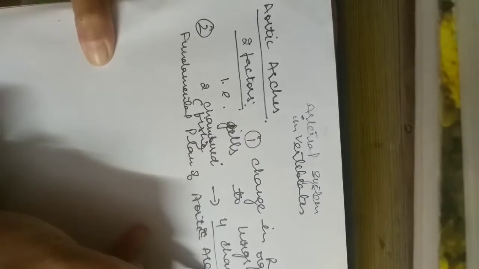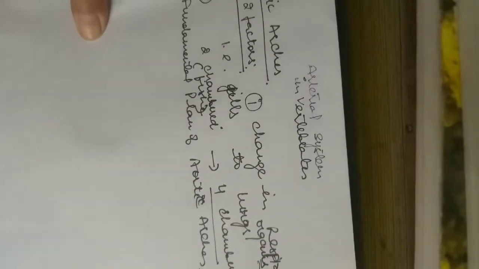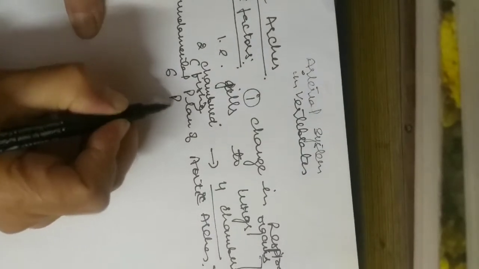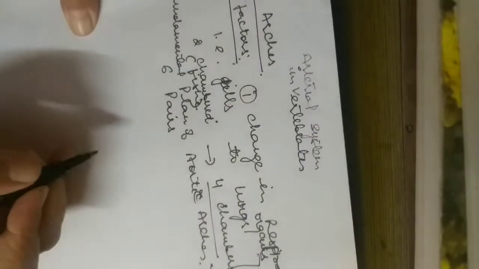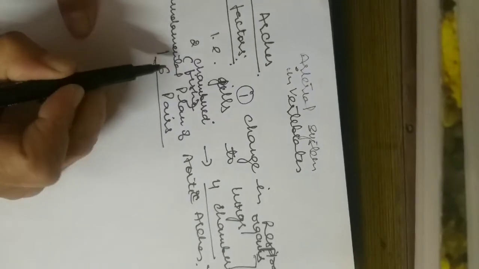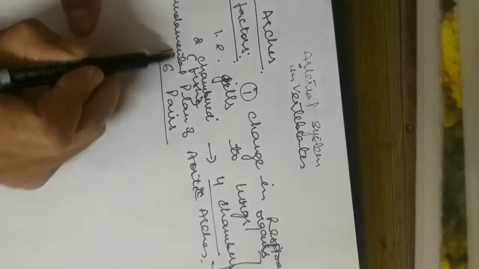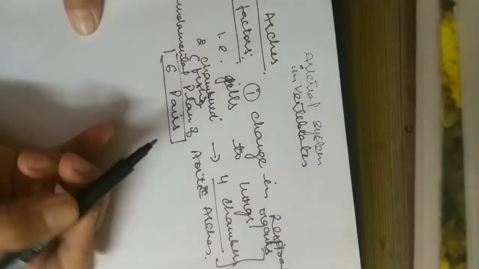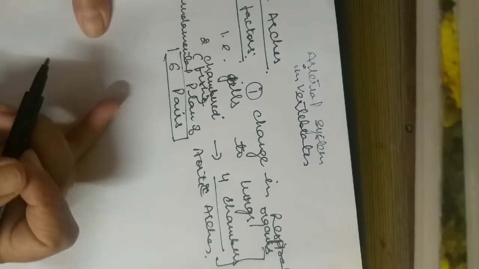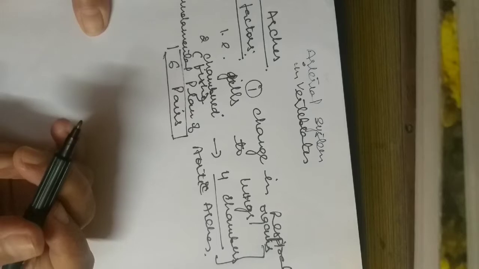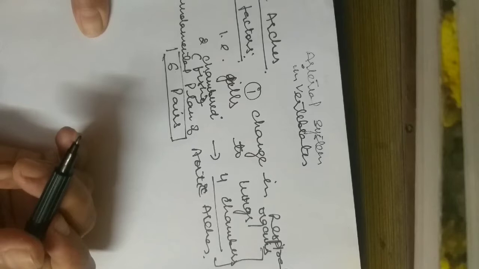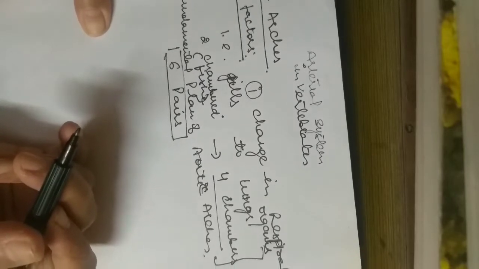What is that fundamental plan? Basically, the number of aortic arches is considered to be 6 pairs. Whatever be the number of aortic arches in the adult, the embryos of vertebrates pass through this stage, having 6 pairs of aortic arches. However, some of the lower vertebrates can be exceptions, because they have more aortic arches than the typical number.